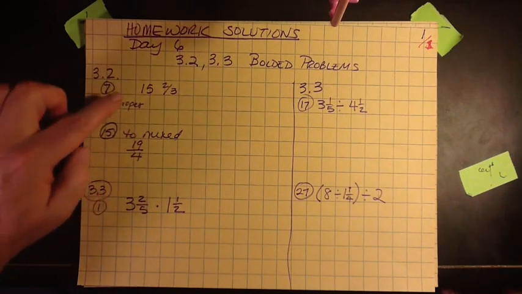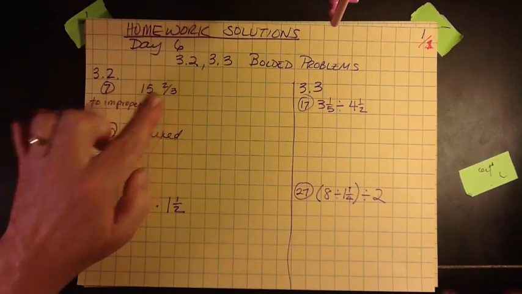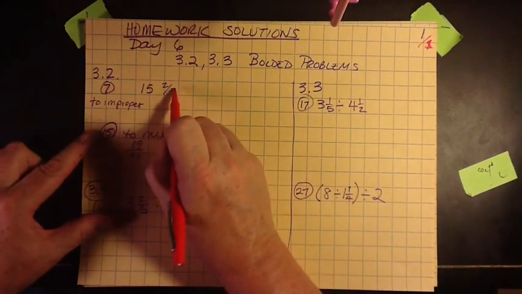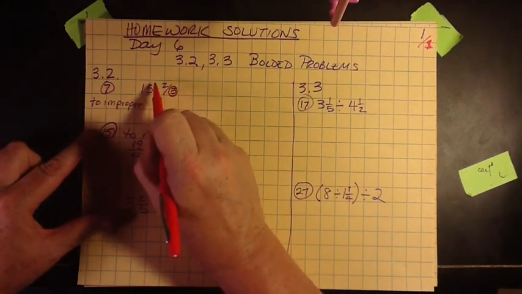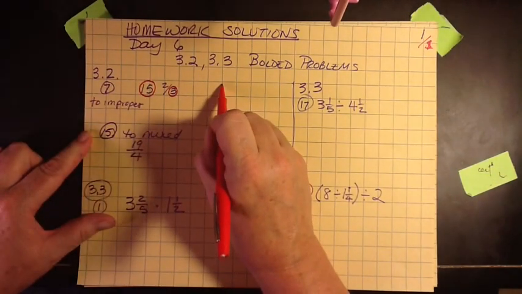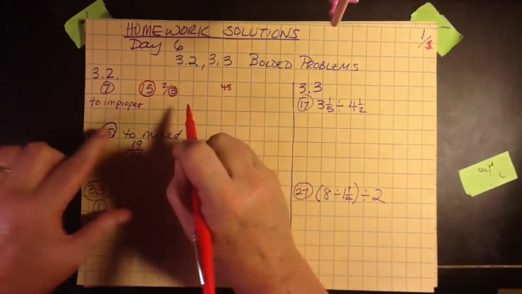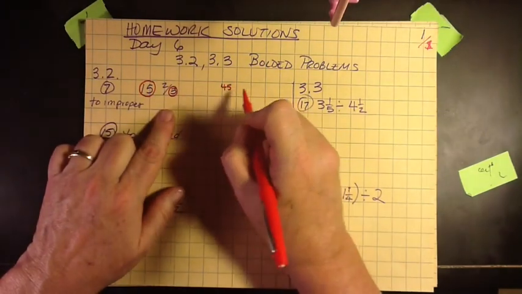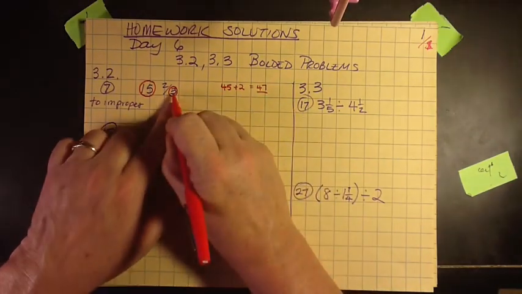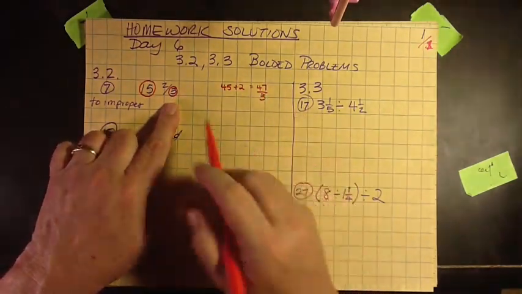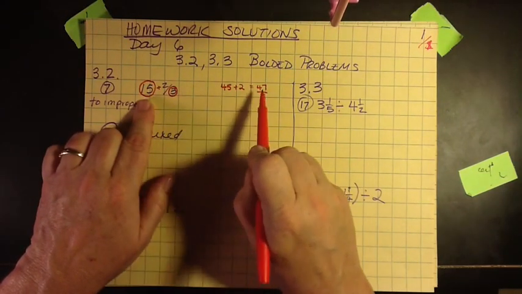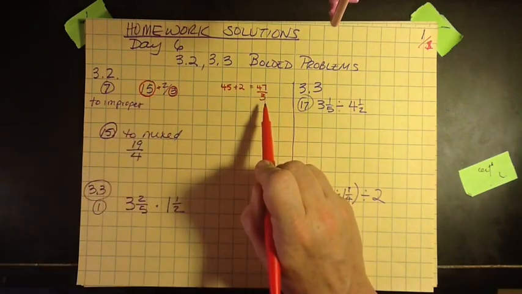We're switching from a mixed number, which is a whole number and a fraction, to an improper fraction. And to do that, first I'm going to multiply this times this. So 3 times 15 is 45, plus 2 would be 47, and I bring the denominator along over here. So 3 times 5, 45, plus 2 is 47 over 3.